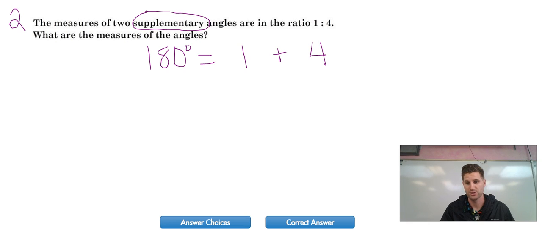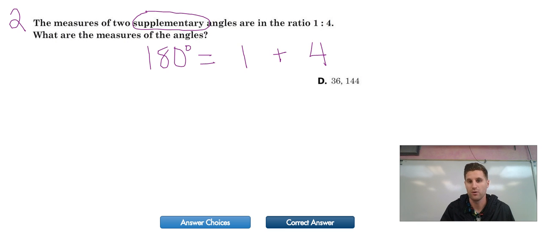How are we going to get that ratio? Well, I'll let you know in 1 second. I want you to try and think about it. So pause the video real quick. Okay, I realized when I said pause the video, I paused my own video, which didn't really help anything. Okay, so clearly 1 plus 4 obviously doesn't equal 180.